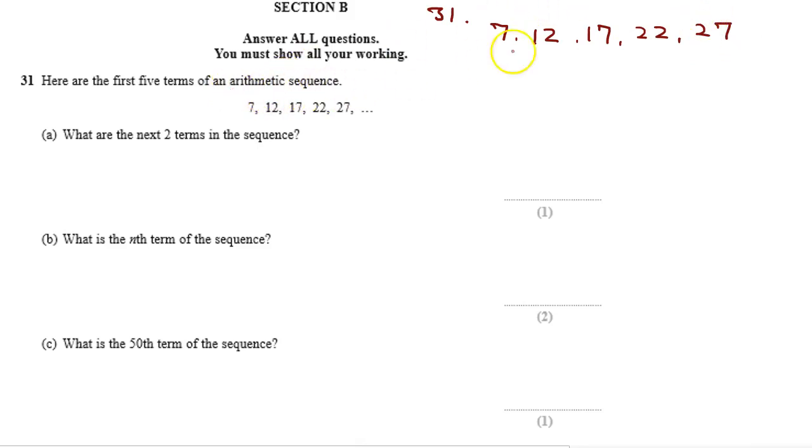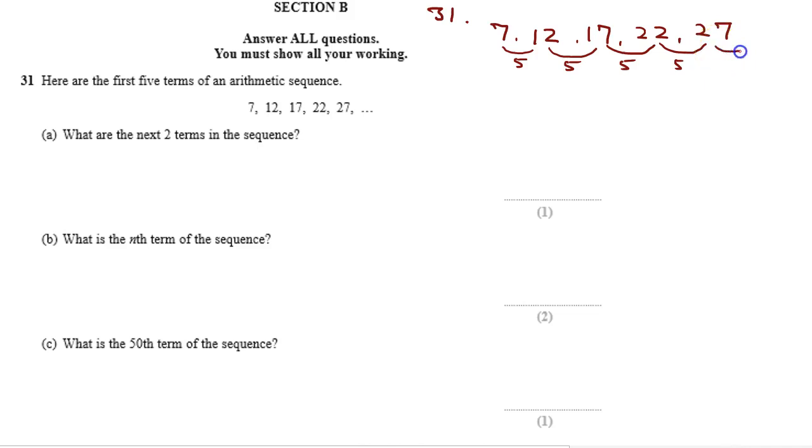This is an arithmetic series and this is an increasing series. It's not decreasing. It means a number is added. So 7 plus what is 12? 5. 12 plus 5? 17. 17 plus 5? 22. 22 plus 5? 27.